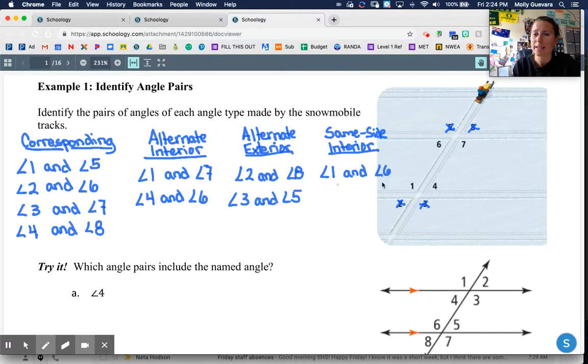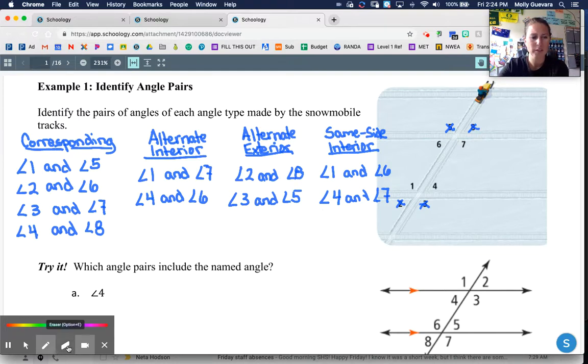They are not equal to each other. They add to 180. And then same thing, angle 4 is to the right. And so up above, that is same side interior with angle 7. So get all that down. Hopefully that makes sense and we're feeling good about it.